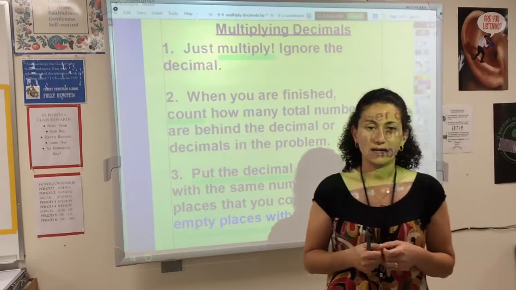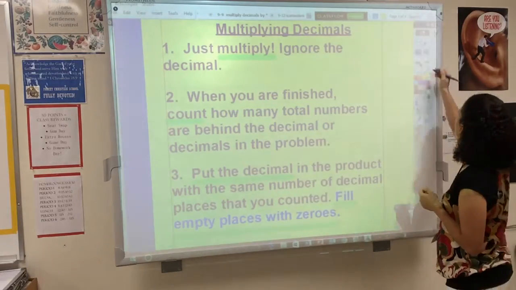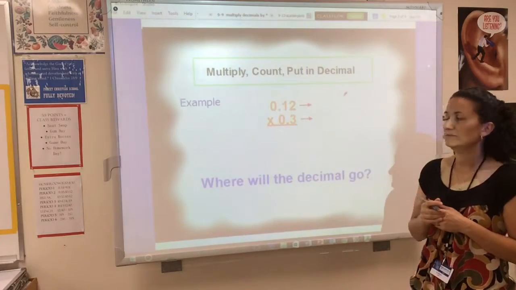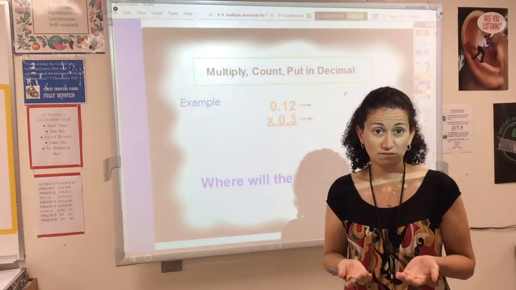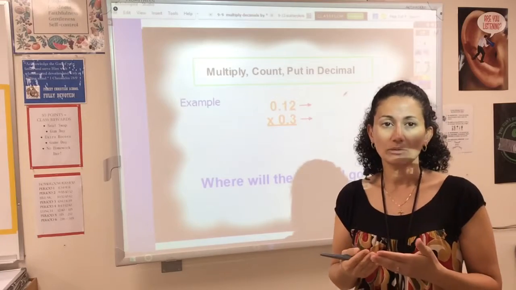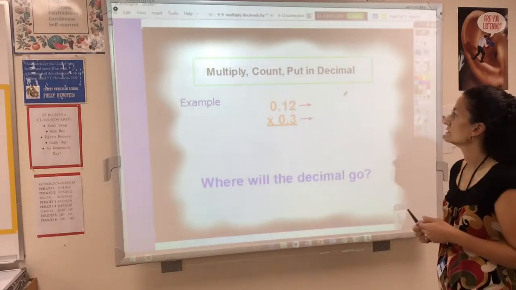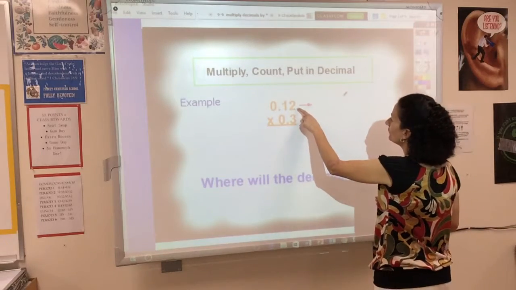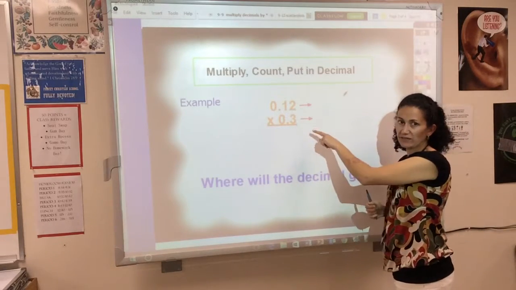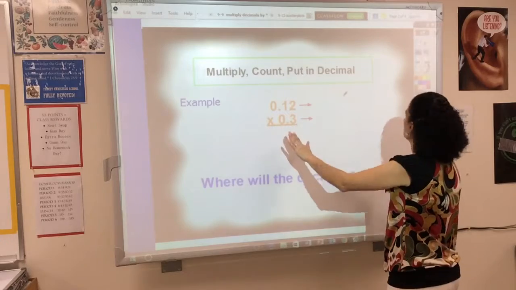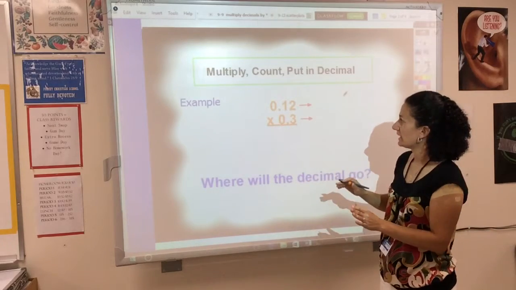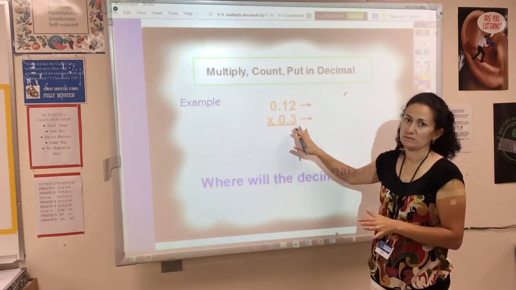Let me demonstrate. I'm going to show you an example problem. I want you to copy this down. Again, you can pause the video if I'm talking too quickly, and you can rewind it if you need to watch something again. So if I want to multiply 12 hundredths by 3 tenths, I'm going to ignore the decimals for a minute, and I'm going to multiply as I usually would do, just 12 times 3.